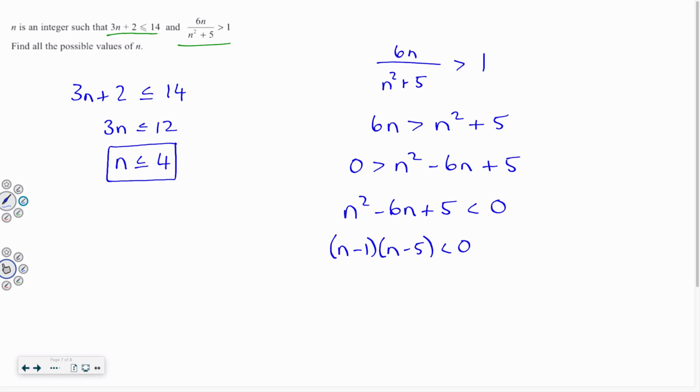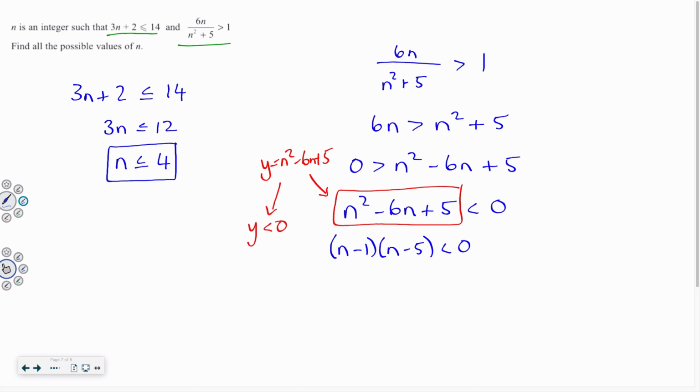Now we know if we were to sketch this graph, we'd be sketching it on the y-axis and the x-axis. So this graph would be y equals n squared minus 6n plus 5. And that's how you'd be asked to sketch it, where y equals that. So what we're actually looking at is where y is less than 0, because we can replace n squared minus 6n plus 5 with y.